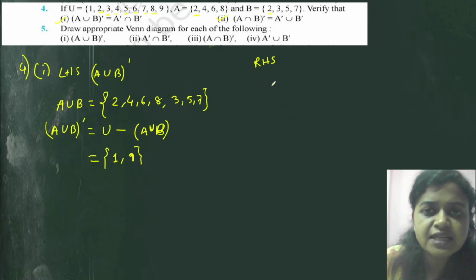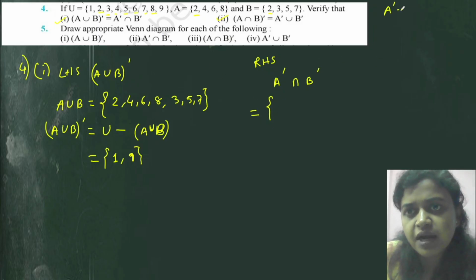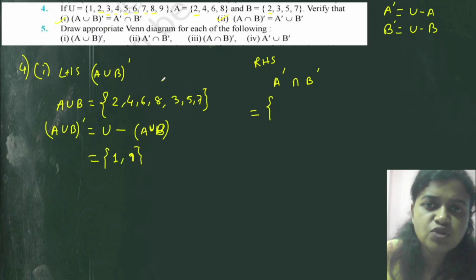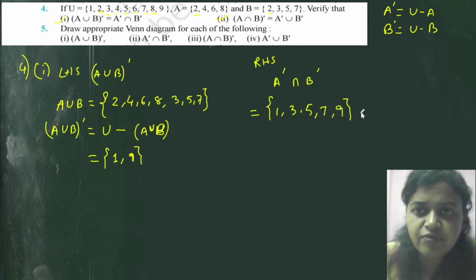So now in RHS we have A complement intersection B complement. A complement is U minus A, and B complement is U minus B. U minus A means you have to subtract all the elements of A from U. So subtracting 2, 4, 6, 8, we get 1, 3, 5, 7, 9. This is A complement.